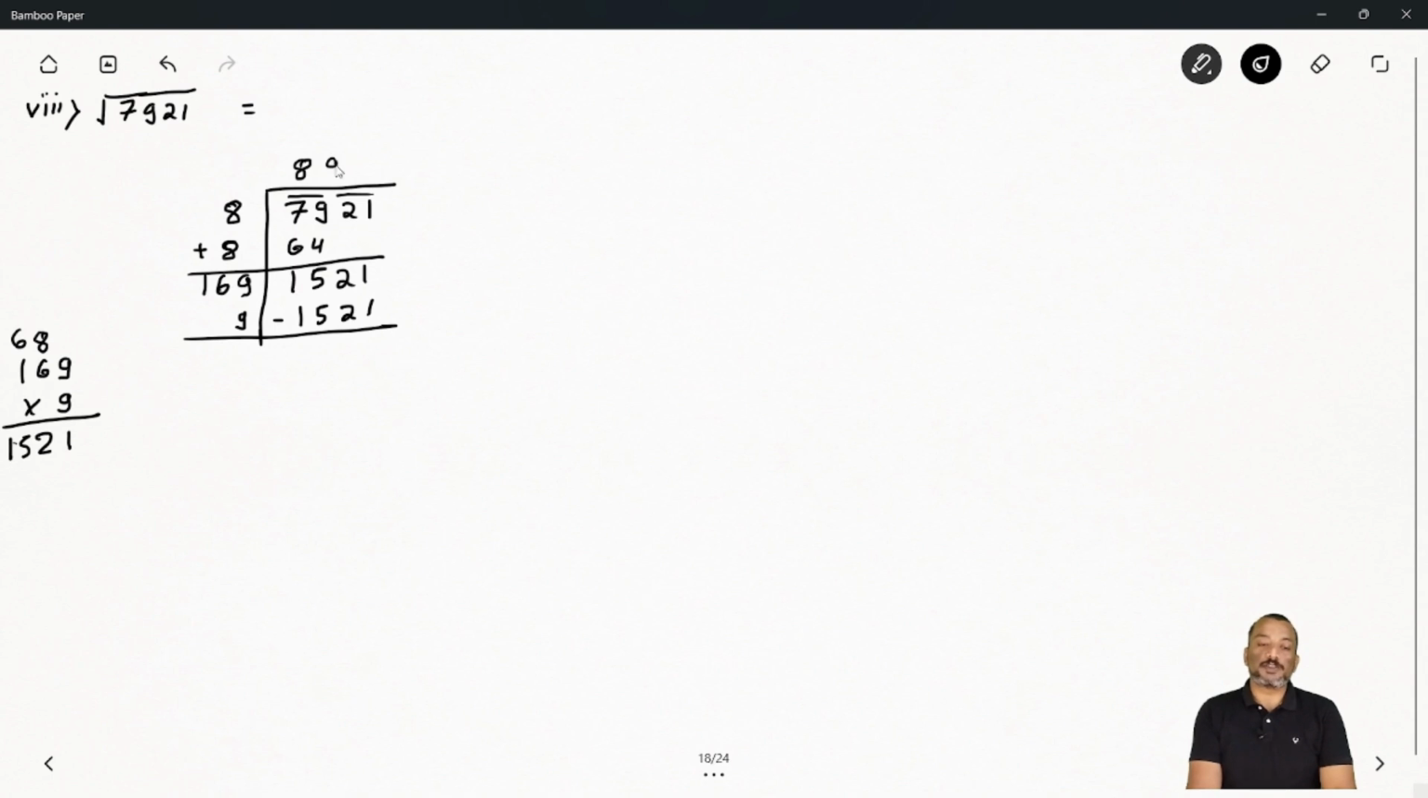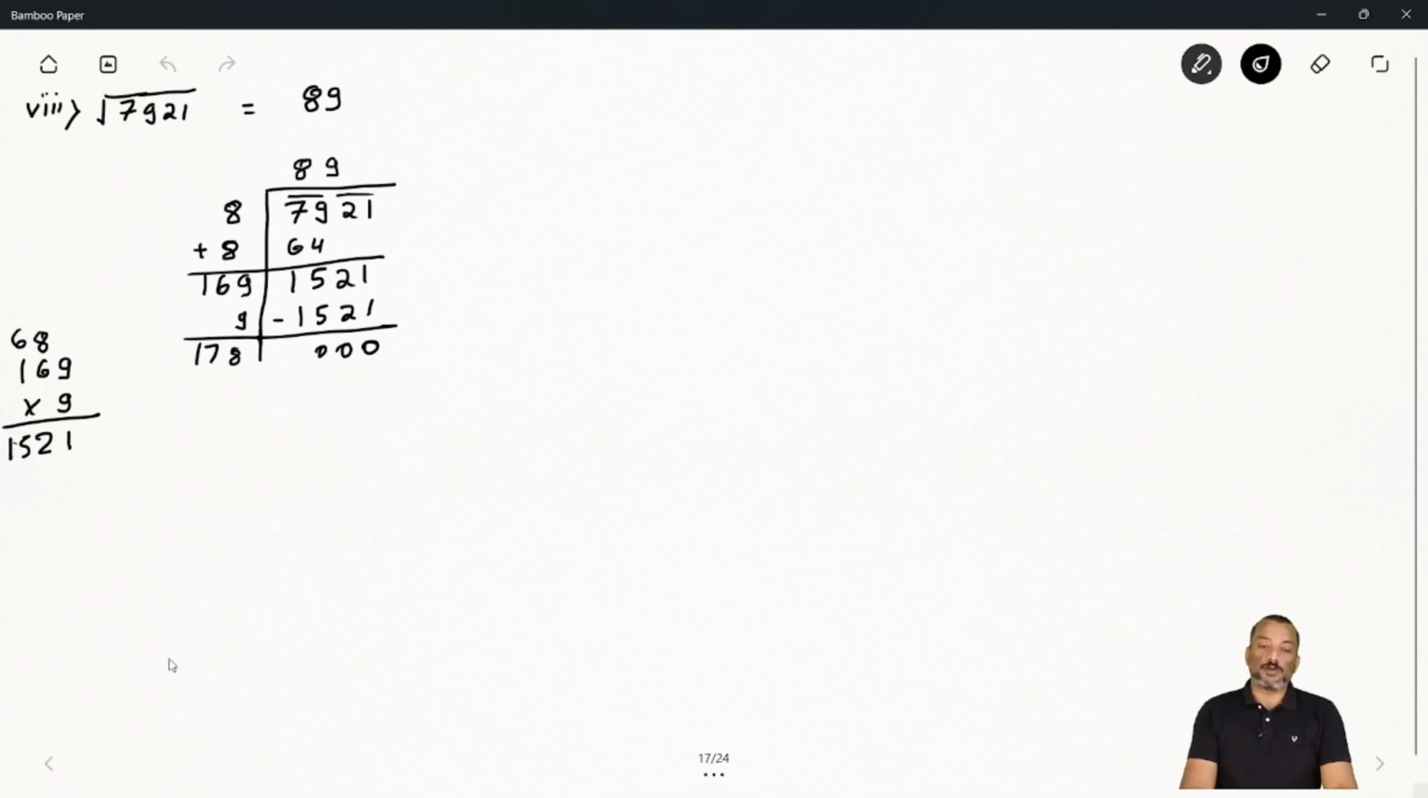So in the quotient place you can write 9. So you will get 100, then 9 times 9 is 18, and this one will carry. So here you will get 7, so 178, and this one you will get 0. So we can say the square root of 7,921 is 89. Hope it's clear.